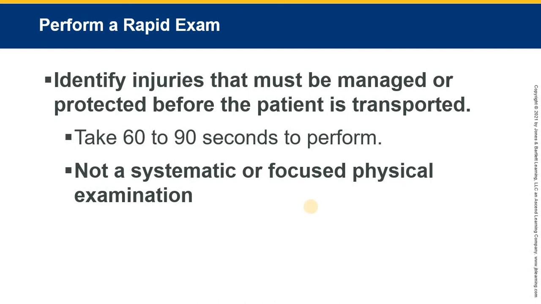Now that these ABCs are done, the part of the assessment we're going to move to is a rapid examination. That's something that has to be taken care of immediately or before transport. This is a quick exam. It only takes about 60 to 90 seconds. It's not systematic, so we don't just look at someone's circulation. We go head to toe very quickly, looking for blood or obvious injuries. It's not systematic, and it's not focused on the patient's problem. We're going to check everything on these rapid exams.